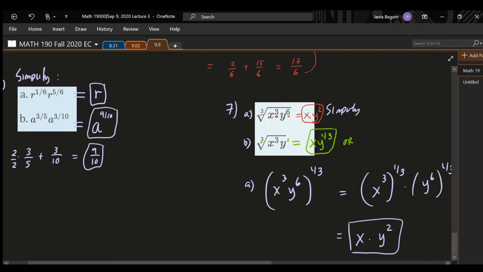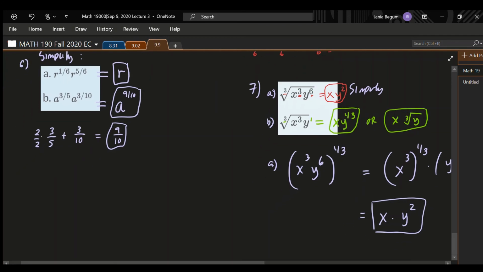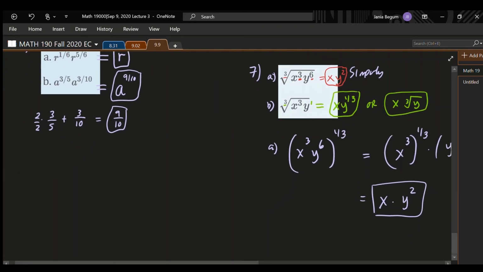Or if you want to write it in a radical form, it's x times the cube root of y. So you can also leave it like that. Does that make sense, guys? Okay. Let me give you another one. Try this one. So let's simplify 125 x to the 9 y to the 6, to the power 1/3.